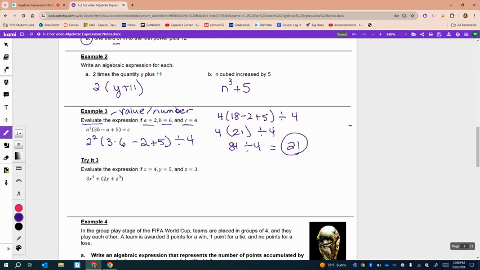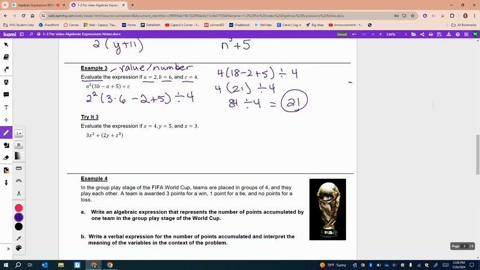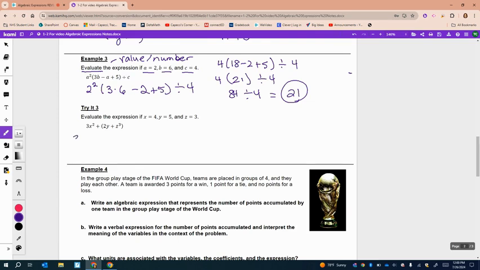Okay, let's look at the next one. All right, so we're going to do the same sort of thing. First, we're going to substitute. So I have 3 times 4 squared plus, there's my parentheses, 2 times 5 plus 3 to the third power.